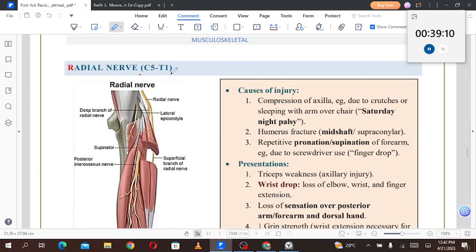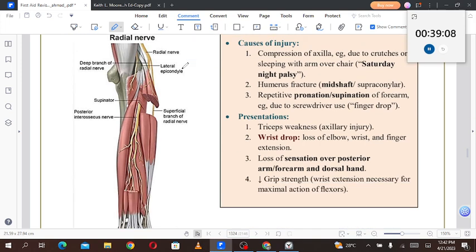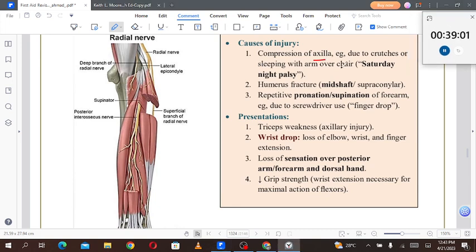The radial nerve originates from C5 to T1, also coming from the posterior trunk. Causes of injury: compression of the axilla, for example, due to crutches, or sleeping with the arm over a chair, that is known as Saturday night palsy. Humerus fracture, mid shaft or supracondylar fracture.